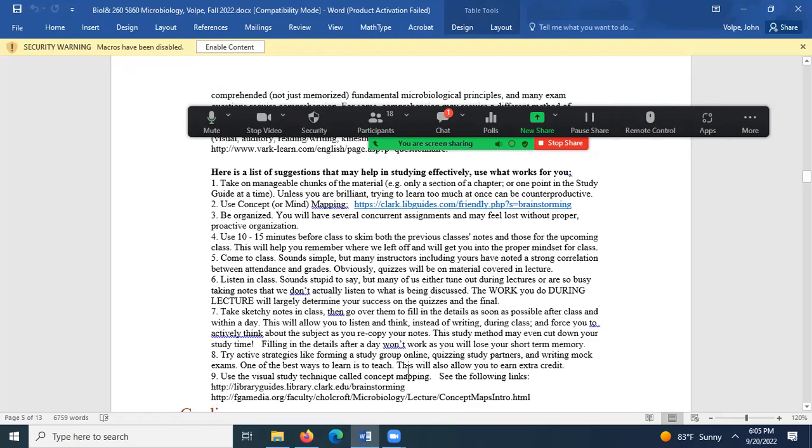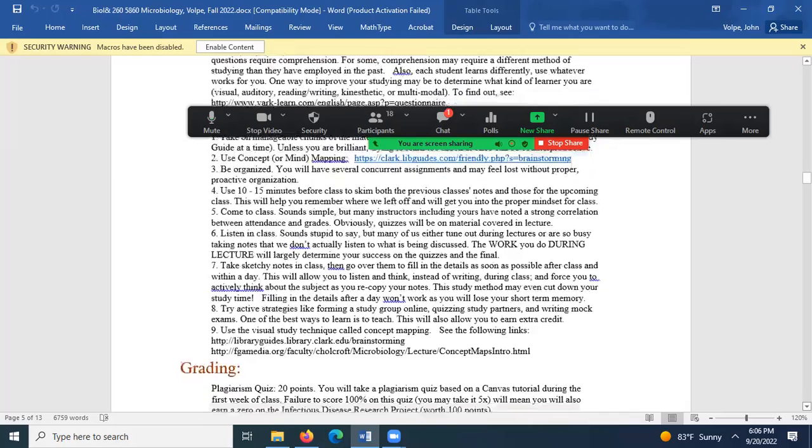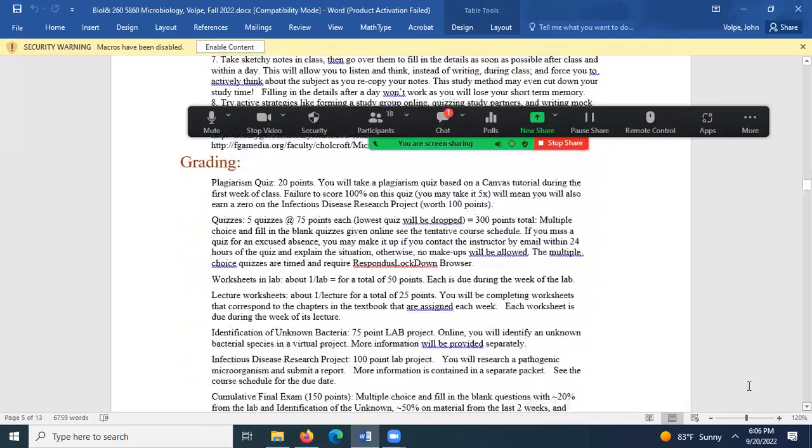So try active strategies. You should form a study group online, quizzing each other, writing mock questions, asking each other questions. If you do, it will help you learn the material. And I have an extra credit assignment where you get together and then submit that for 1 point each week. So if you do it, you'll actually get extra credit. All right, you can read through some of the other suggestions for studying. I'm going to move on to grading.